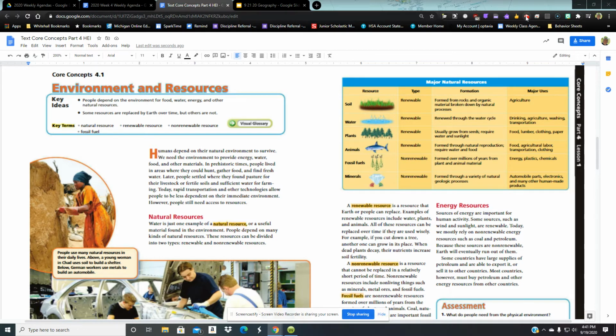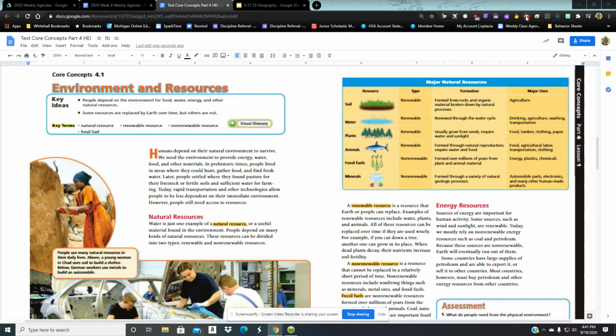In prehistoric times, people lived in areas where they could hunt, gather food, and find fresh water. Later, people settled where they found pasture for their livestock or fertile soil and sufficient water for farming. Today, rapid transportation and other technologies allow people to be less dependent on their immediate environment. However, people still need access to resources.